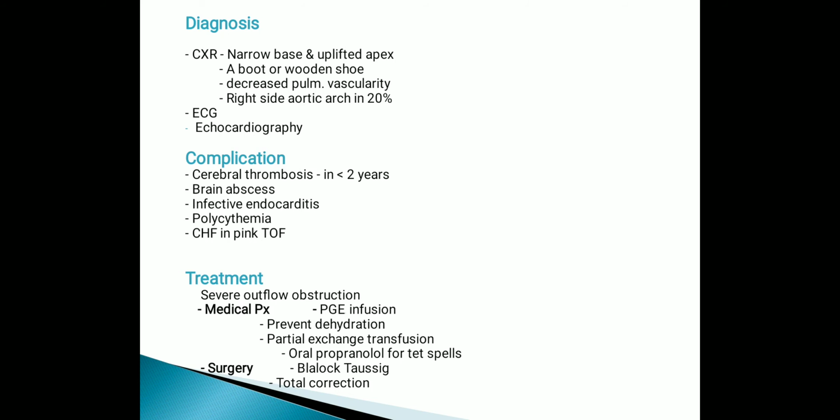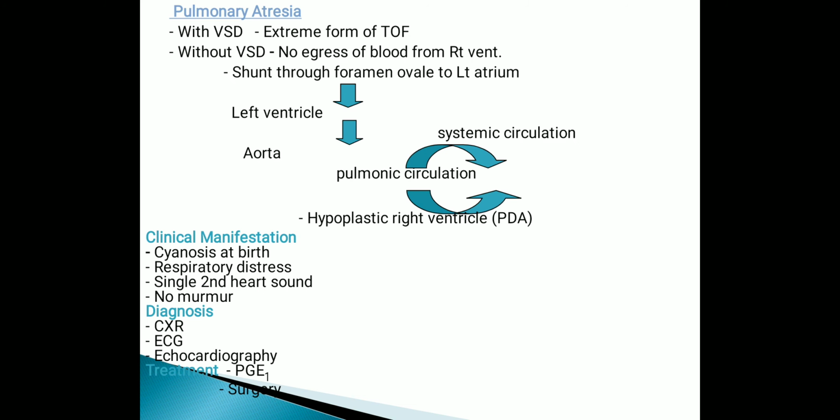Complication: cerebral thrombosis in less than 2 years, brain abscess, infective endocarditis, polycythemia, and congestive heart failure in pink TOF. Treatment: severe outflow obstruction, medical prophylaxis with PGE infusion, prevent dehydration, partial exchange transfusion, oral propranolol for TET spells, surgery and total correction.